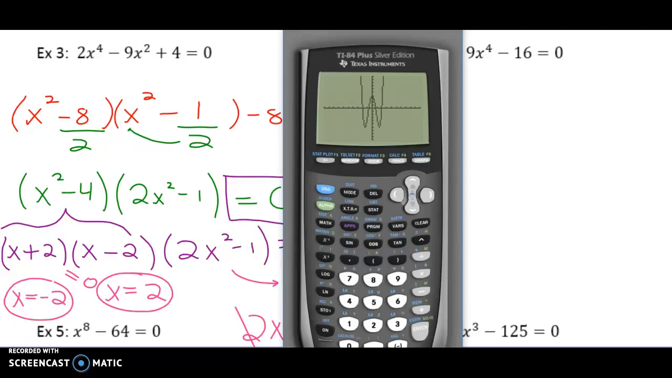But do you understand why it's so important that you put plus or minus now? Because you're missing an x-intercept by not putting plus or minus. It has a positive and negative version of that answer on the x-axis.